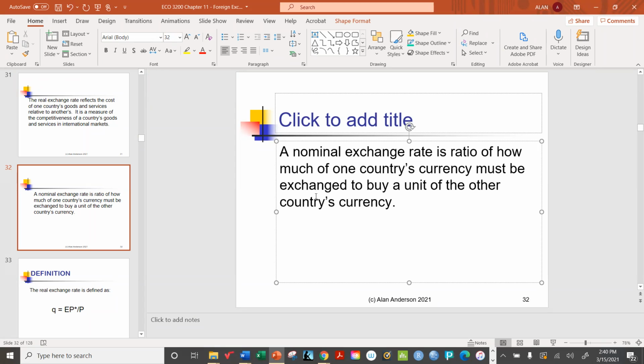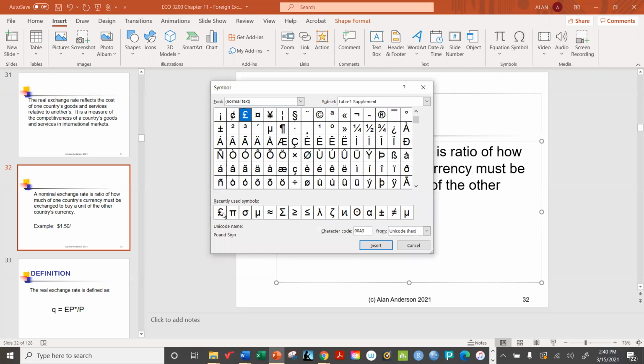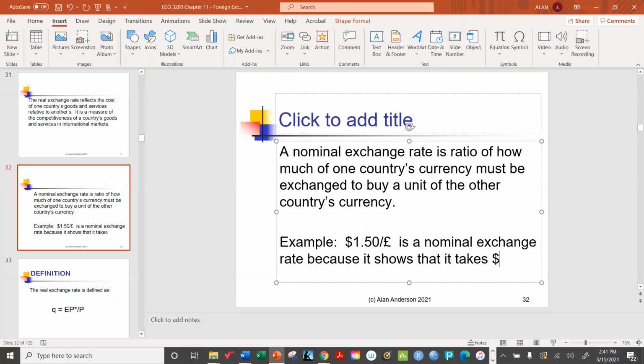For example, $1.50 per pound. Classic example of a nominal exchange rate, because it shows that it takes $1.50 to buy 1 British pound.